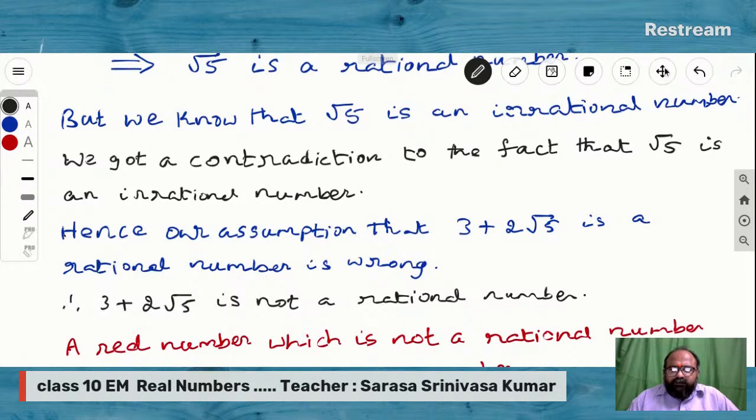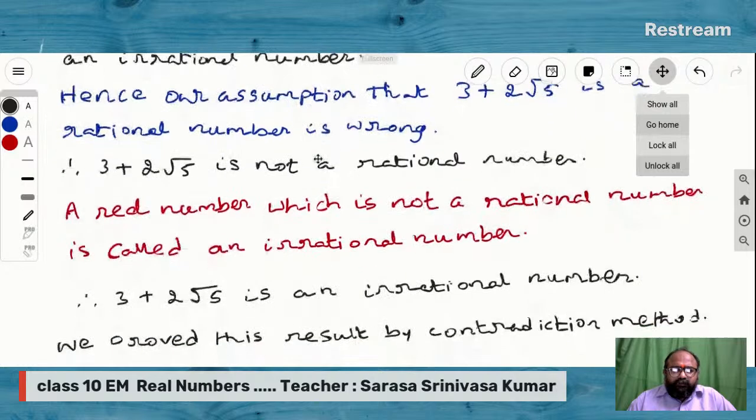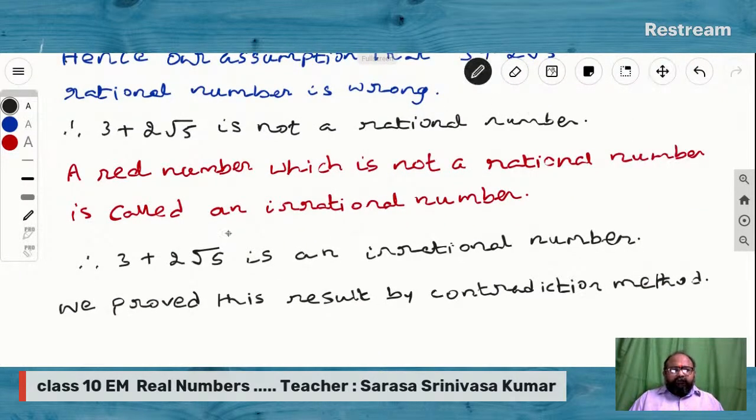If this is not a rational number, then what will be the conclusion? A real number which is not a rational number is called an irrational number. This is the definition of an irrational number. So we conclude that 3 plus 2 square root of 5 is an irrational number. We proved this result by contradiction method.